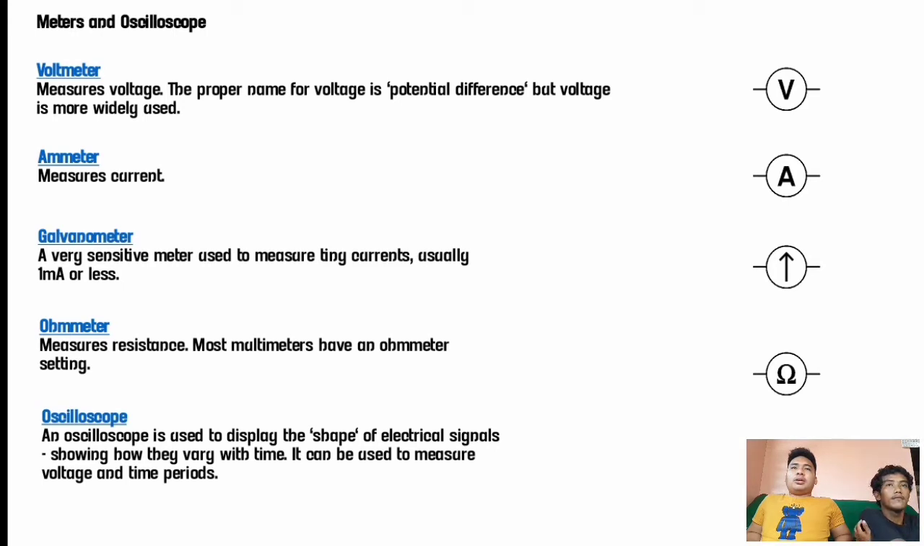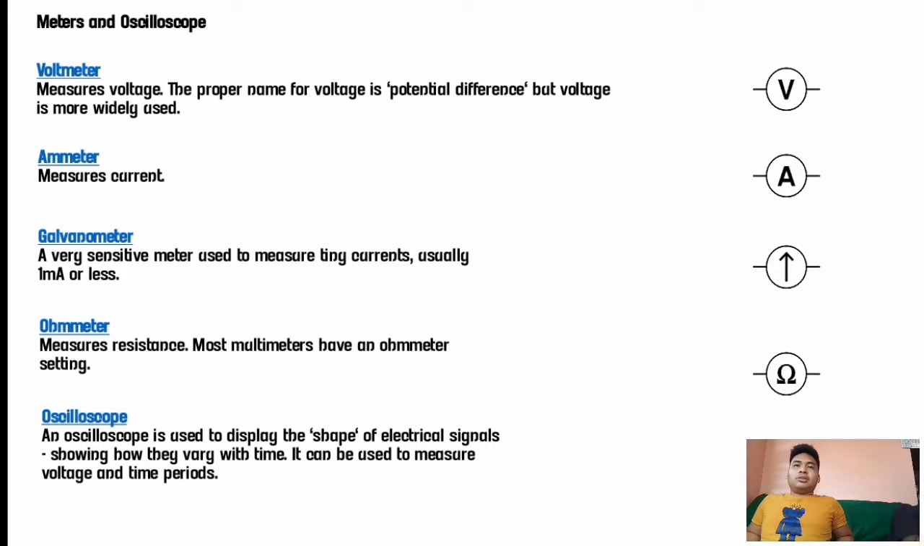Meters and oscilloscope. Voltmeter: measures voltage. The proper name for voltage is potential difference, but voltage is more widely used. Galvanometer: a very sensitive meter used to measure tiny currents, usually 1 mA or less.